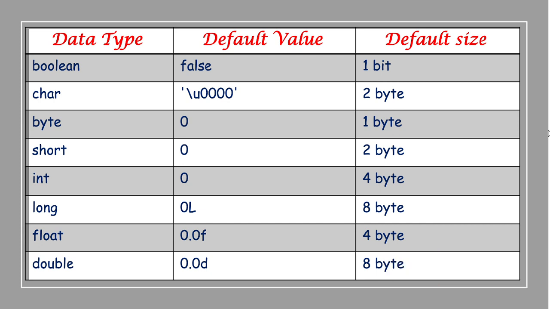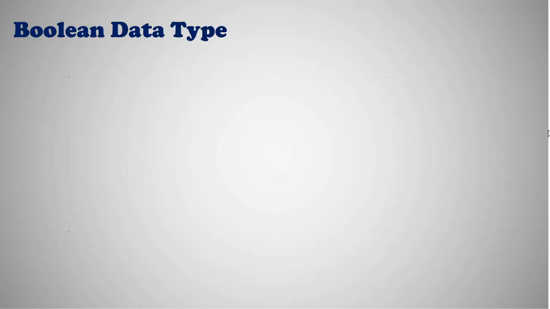Now we will look at each data type with an example. Boolean data type. The Boolean data type is used to store only 2 possible values, true or false. This data type is used for simple flags that track true or false conditions. The Boolean data type specifies 1 bit of information, but its size cannot be precisely defined. For example, if you put Boolean 1, it displays false.